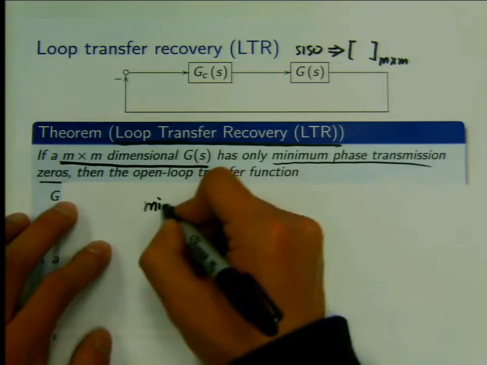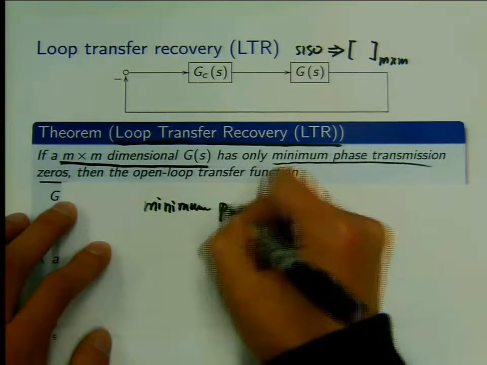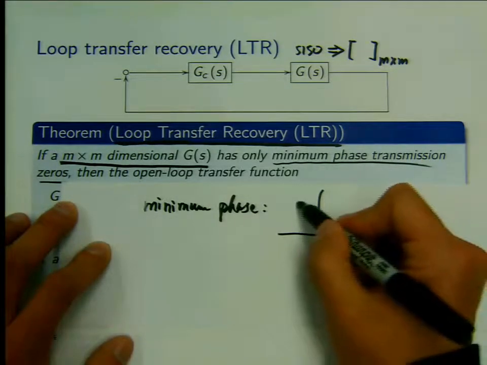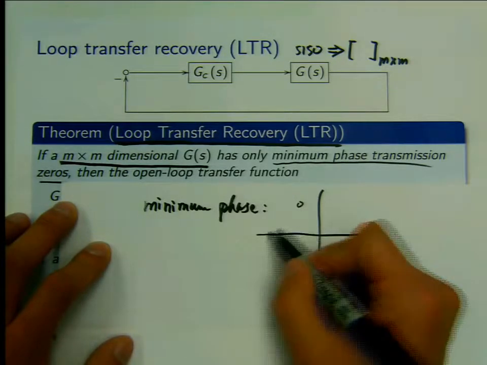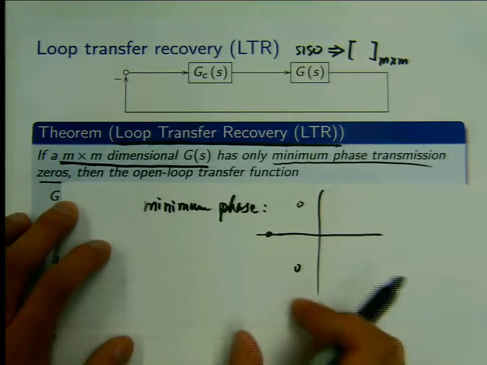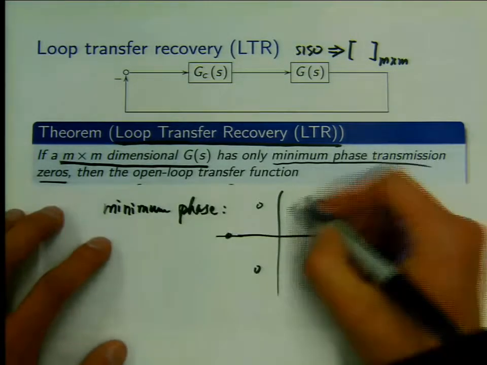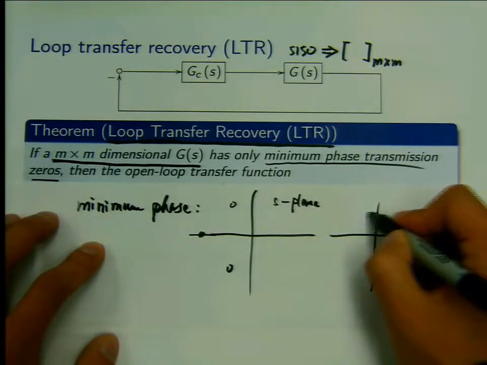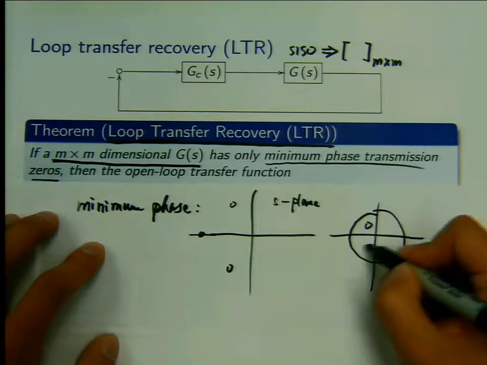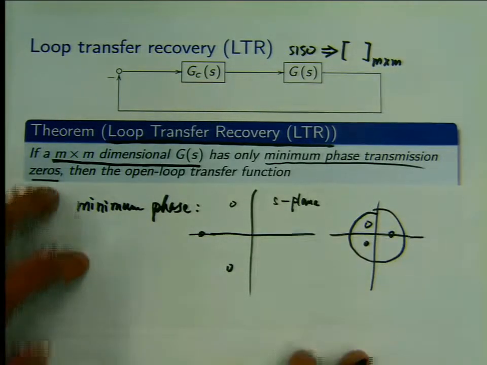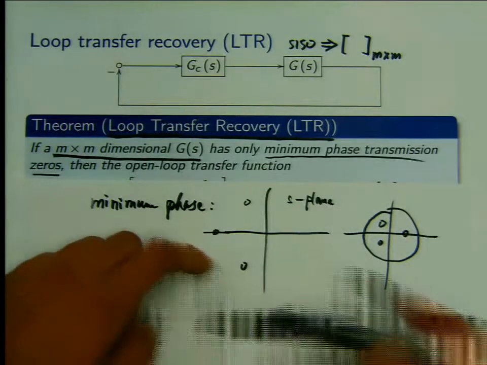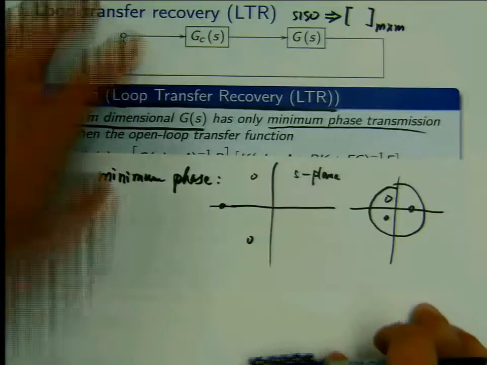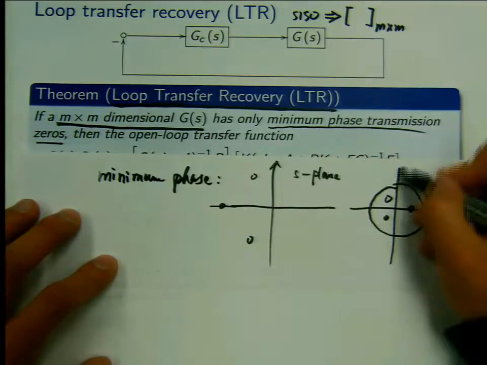Let me talk a little bit about minimum phase. If I say minimum phase zero, it means all the zeros are stable, by stable here I mean as usual in the left half plane of the continuous time S domain, the S plane. And in the discrete time case, minimum phase zeros means they stay within the unit circle. Non-minimum phase zeros are those on the right half plane or outside the unit circle. That's just some terminology to call these zeros.